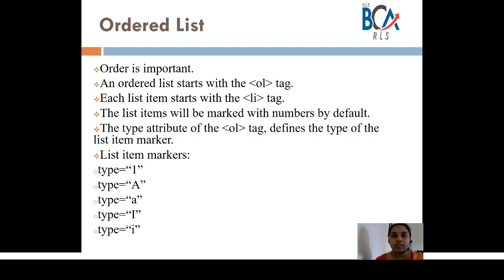The list item marker is nothing but, when you are writing a list item, it is going to be preceded by a sequential value. So this is what type of value you want to attach. It is called the list item marker.